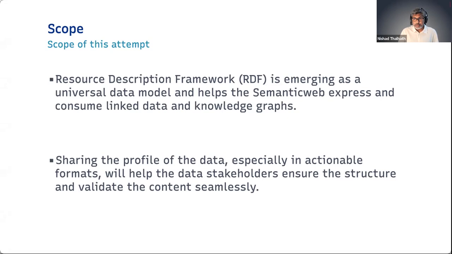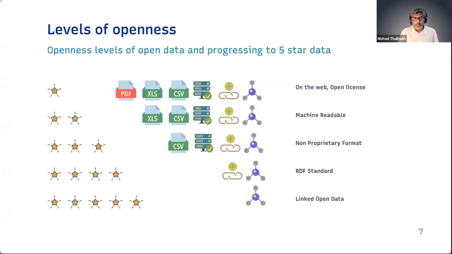So the two main objectives we try to address are how we can produce more RDF from the data journalistic process, and how we can share or create actionable profiles which help people validate, improve, and quality-control the data which they produce. To give an overview, we have open data, and the level of openness is defined like 5-star. That's a linked data level.